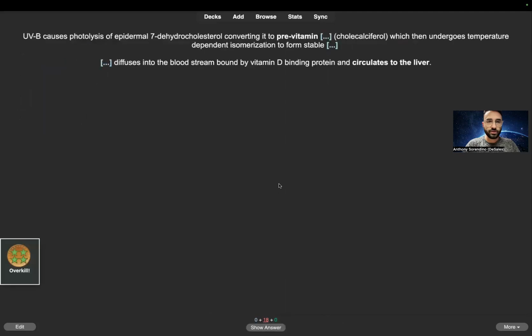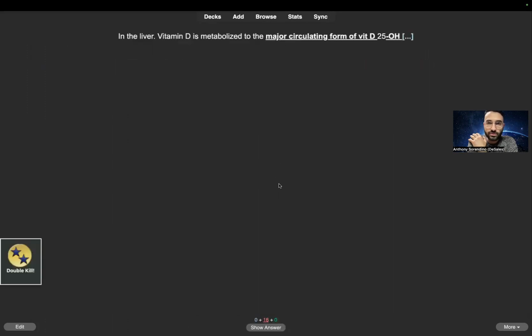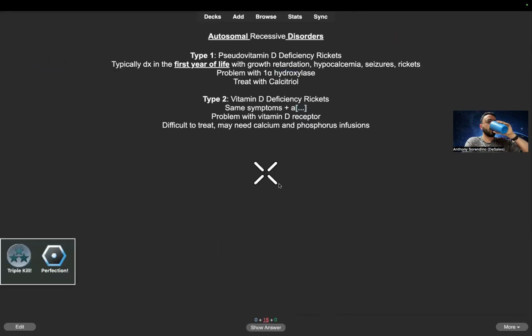Breastfed infants. If they're specifically cow milk fed, this is in the center. You're going to get a vitamin C deficiency there. Previtamin, this is D3. Hydroxylase. Major circulating form. What's another name for 25-OH? Calcidiol.